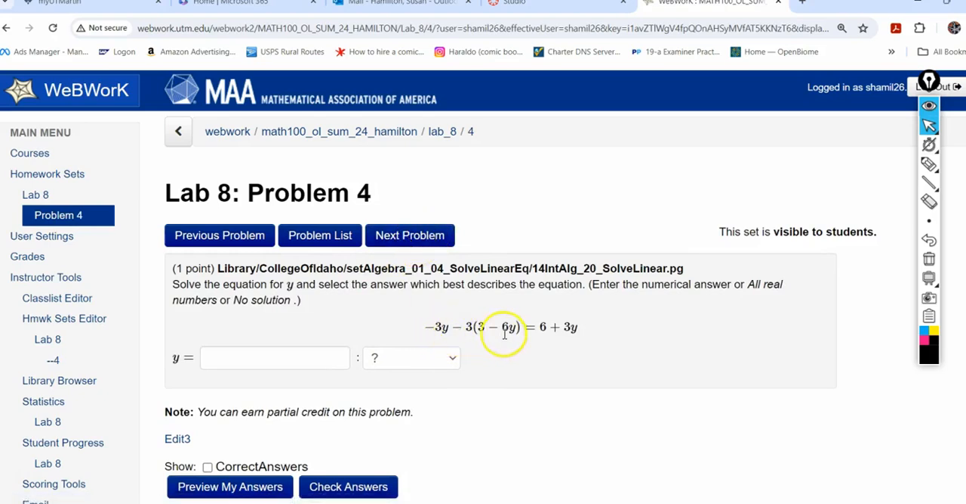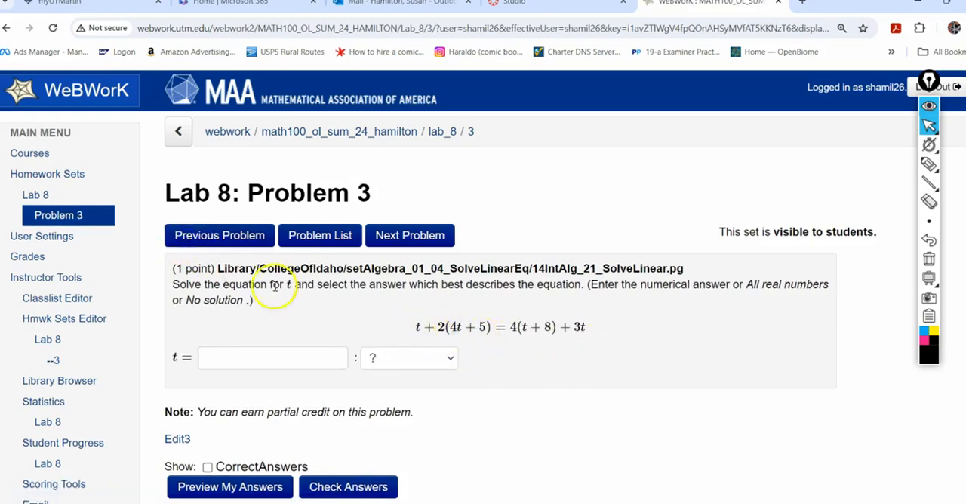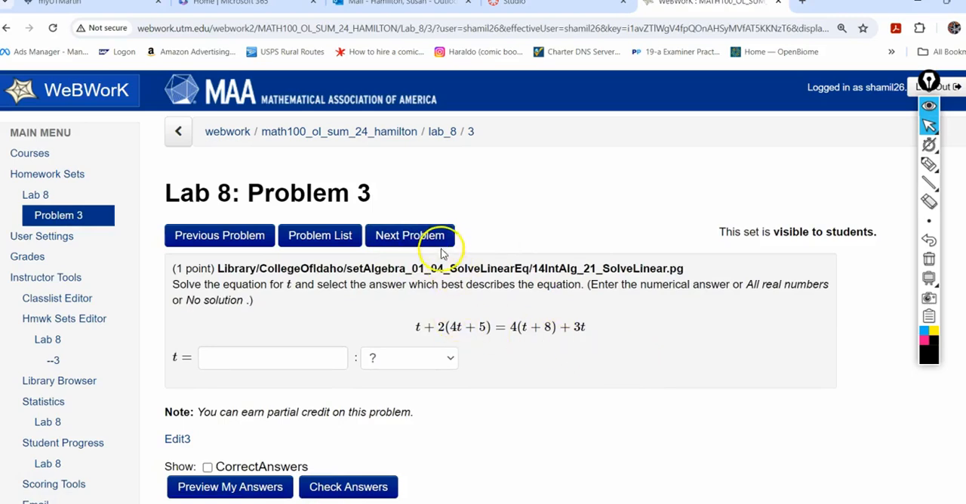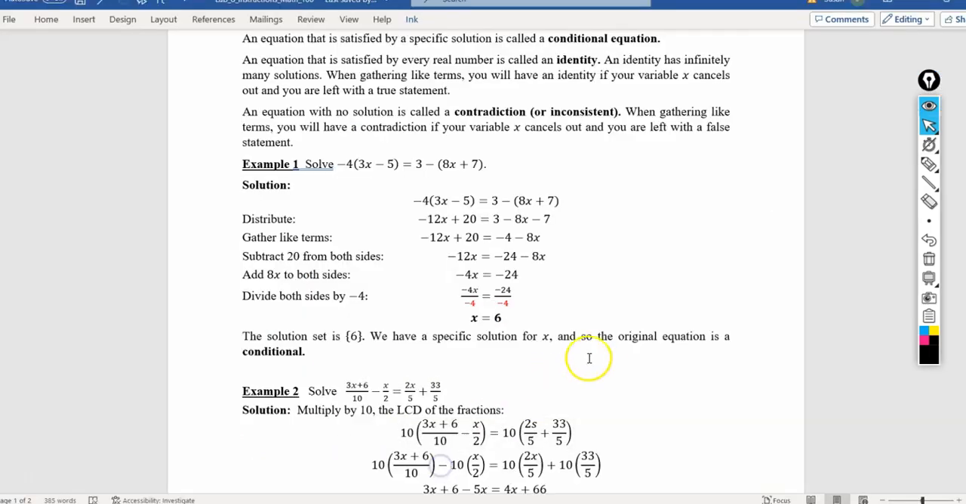Now here the variable is y, and here the variable is t. So again, on the web work ones, they'll have other variables besides x. But in the course and in the notes, we'll use x, and on the tests and final, it's mainly x, but you do see other letters pop up. So just remember the variable here is y, so you're solving for y. The variable here is t, so you're solving for t. All right, so let's go back and do some more.